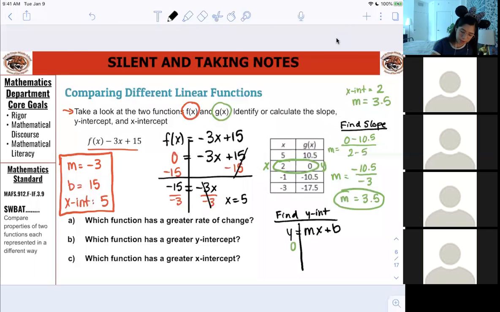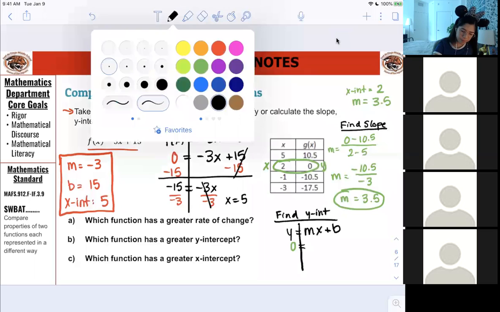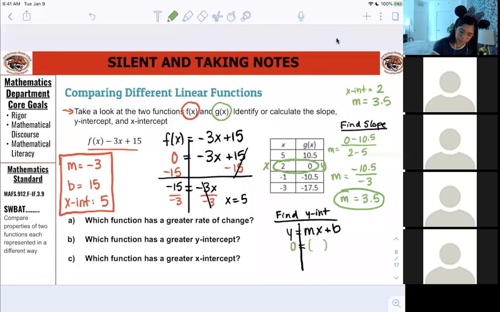What do I plug in for m? 3.5. How do I know it's 3.5? M equals slope. Yeah, m is the slope. We already found it. And what do I write for x? Good, Zakaya. Yeah, that's going to be 2. Good job, guys. Okay, so now I have everything I need except for b. But that's good because that's what I'm trying to find. And now I multiply. What's 2 times 3.5? 7. Good. So now I have 0 equals 7 plus b.